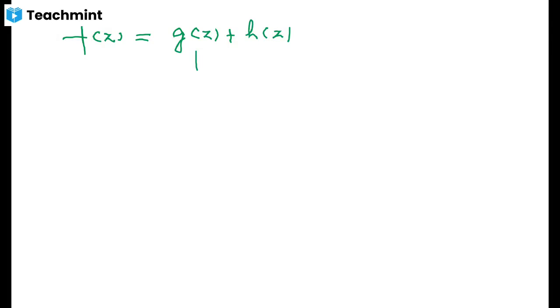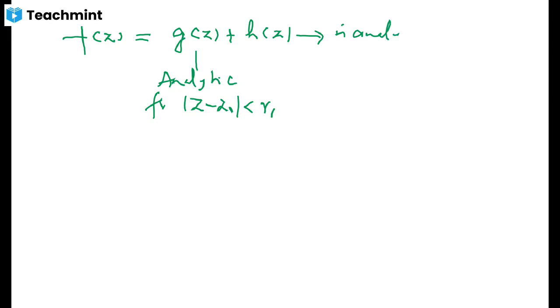This g(z) is analytic for this circle C1 and inside circle C1, that is the region R1, and this h(z) is analytic outside this circle C2, that is, analytic for mod z minus z naught greater than R2. So this is a kind of decomposition.